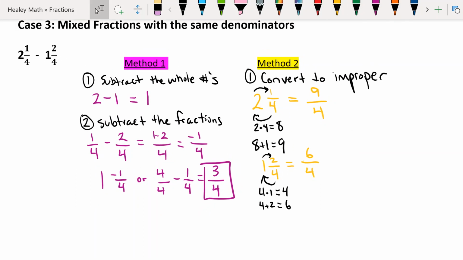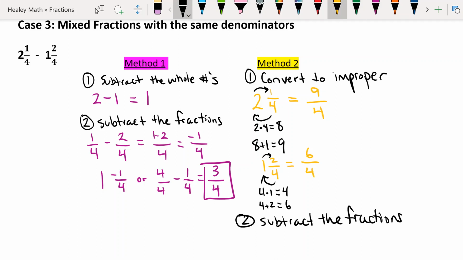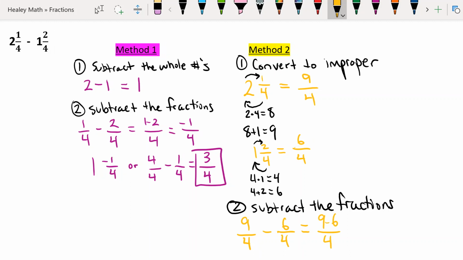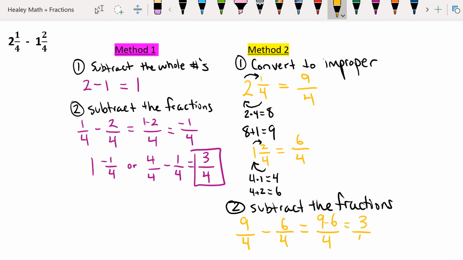Our last step, in this case, step 2, is we are going to subtract the fractions. And our new expression is as follows. We have 9 over 4, subtract 6 over 4. Our denominators are equal, therefore we do 9 minus 6. And our answer is 3 over 4.